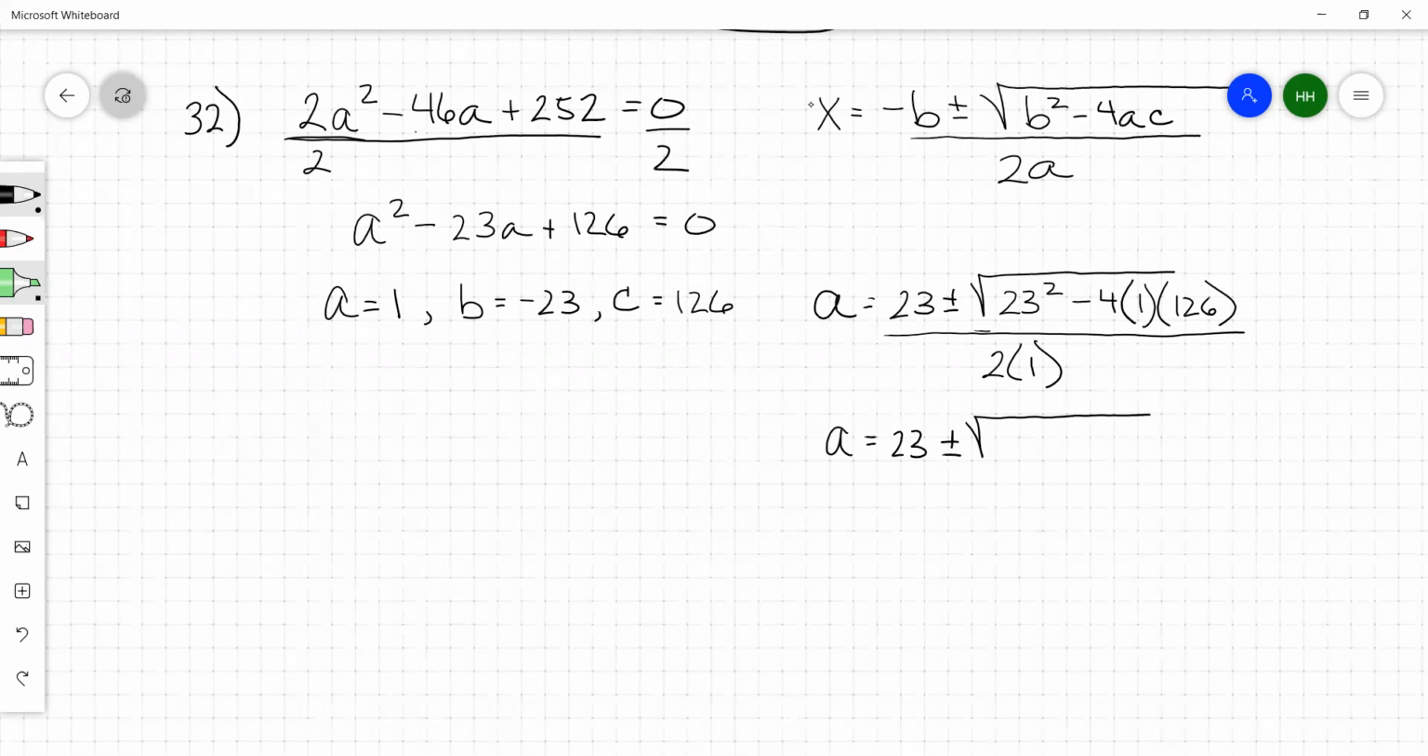23 squared is 529 minus 4 times 126, 504, all divided by 2. 529 minus 504 is 25. The square root of 25 simplifies to a 5.